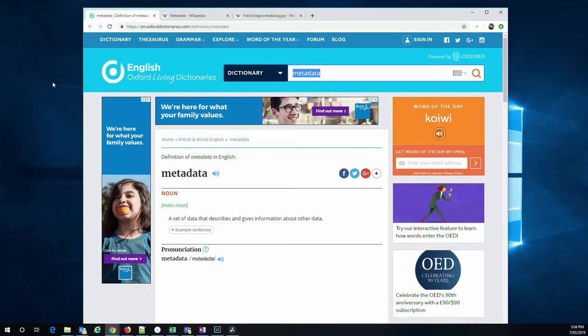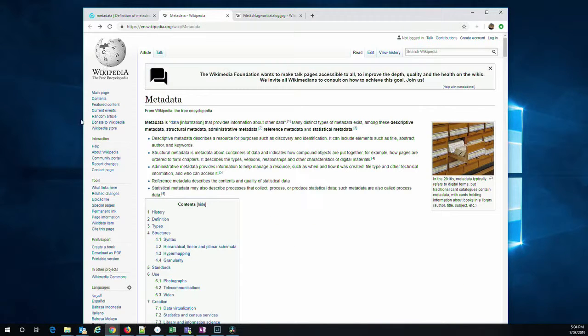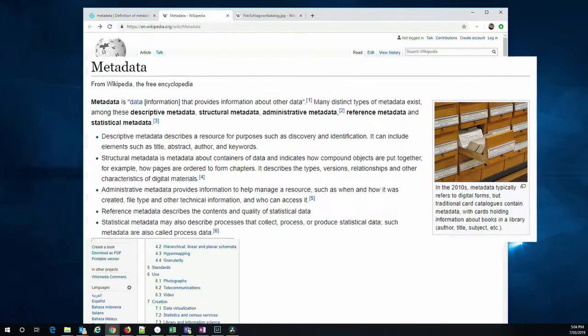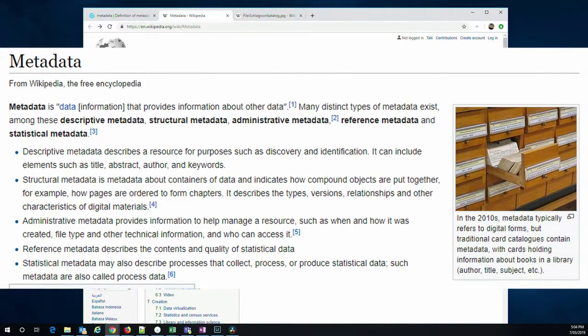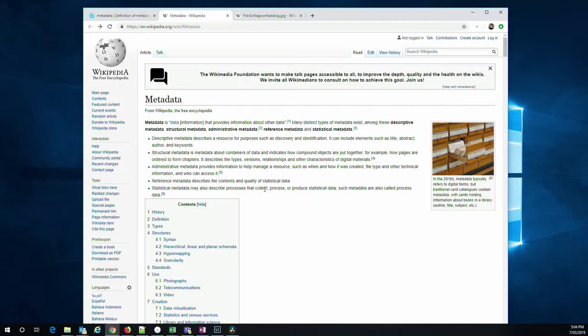If we have a look at the Wikipedia version of it, it gives a little bit more information about the information that provides information about other data. Generally speaking, we talk about metadata as being data about the data, a shortcut way of saying all of that. But you can see there are lots of ways that it's used.